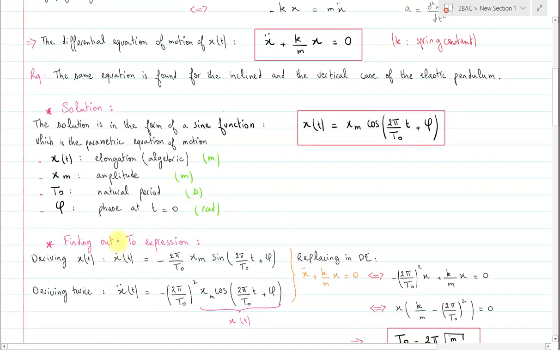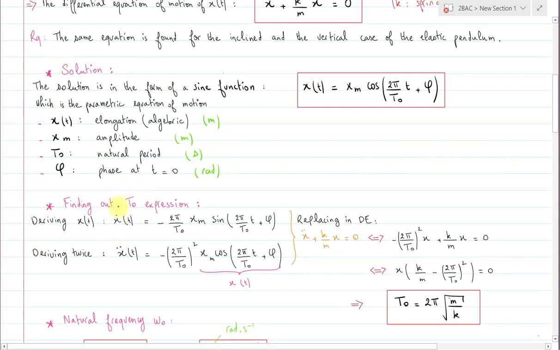So how do we find the expression of t0? You should be able to demonstrate how to get to it. To get there, we need to derive the solution x of t twice. We derive it the first time, we get this equation. By deriving it twice, we get this equation. And here we notice that xm times cosine is x of t, so it's minus 2 pi over t0 squared times x of t.